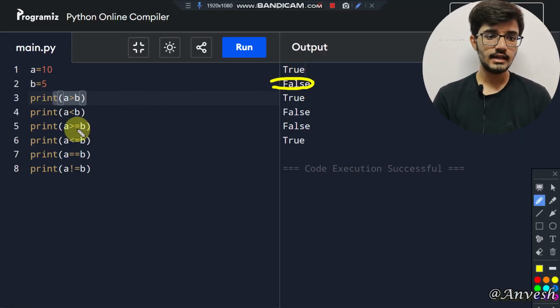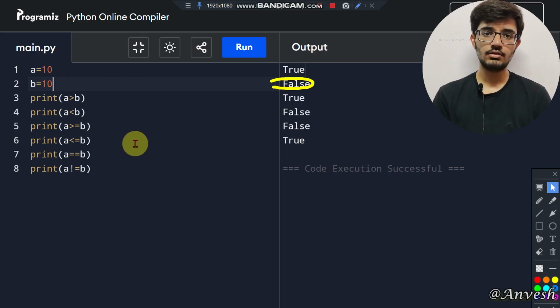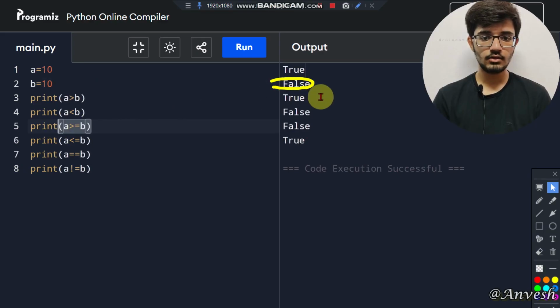And is A greater than or equals to B? Yes, A is greater than B, because 10 is greater than 5. Or else, if 10 is equals to 10, we also get true here. Now let us see it. So now I am changing the value to 10. So 10 is equals to 10, and in the third output we must get the true value.